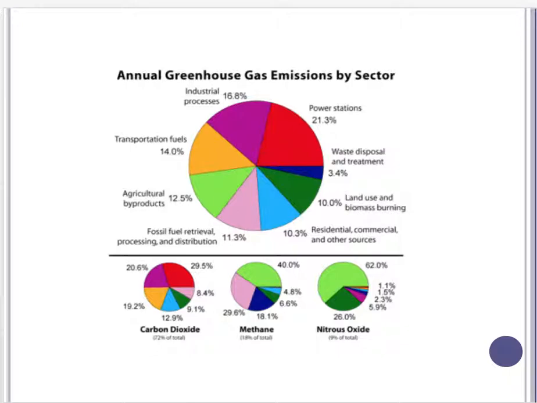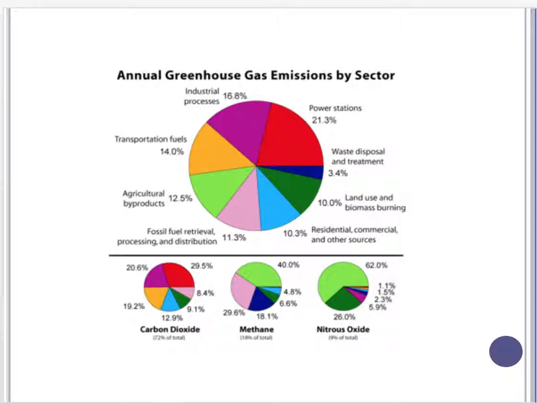For overall greenhouse gases, carbon dioxide, methane, and nitrous oxide. So we see nitrous oxide mainly comes from agricultural byproducts. We see the main one for carbon dioxide is power stations, and for methane it is between agricultural, which is not a surprise, and fossil fuel retrieval, processing and distribution. So you can see industrial processes and power stations are kind of in competition. Okay, so 16 and 21%, that's quite close to each other.